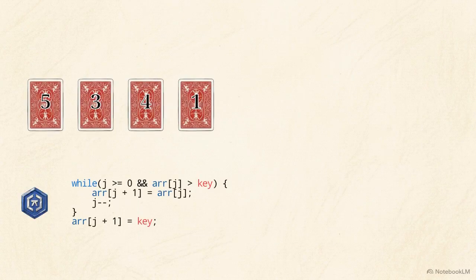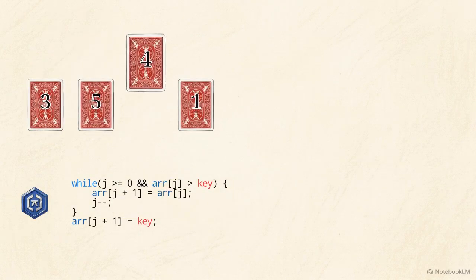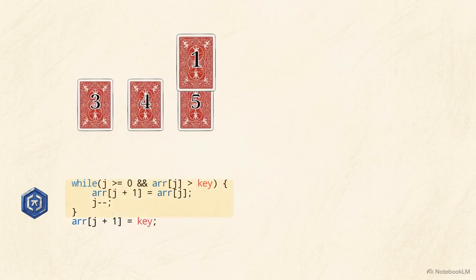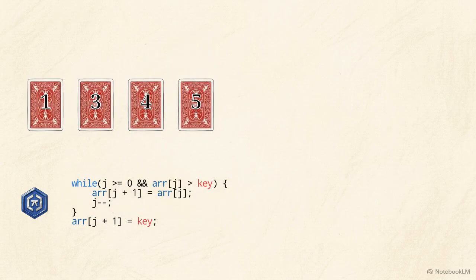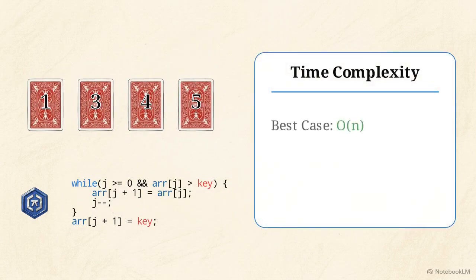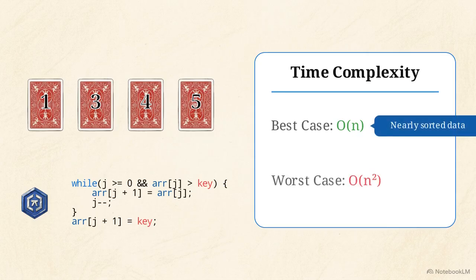Insertion sort works by taking one element at a time and placing it into the correct position, like organizing playing cards. It is highly efficient for nearly sorted data, achieving an O of n best-case speed, but randomized data forces a worst-case O of n squared complexity.